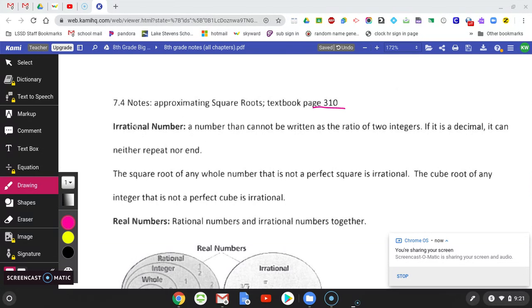So, vocabulary word, an irrational number is a number that cannot be written as the ratio of two integers. So if it's a decimal, it can neither repeat nor end. For example, 0.25 is not an irrational number because it ends. But sometimes, if you do 1 divided by 3 in your calculator, you'll get 0.33333333333. Well, that's a repeating number, so it cannot be an irrational number.